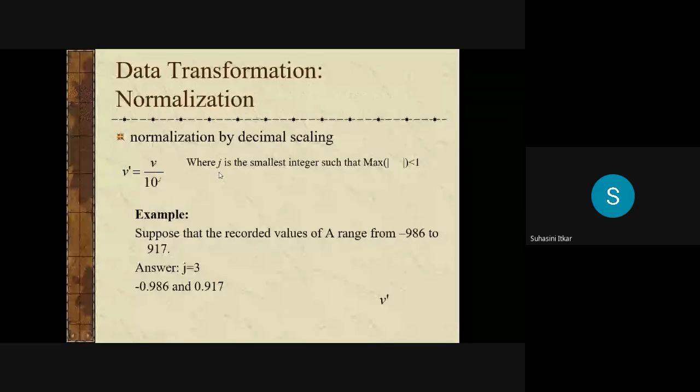So j is the smallest integer from the range of the input values for that particular attribute, such that the result is in a way greater than 1 basically. So in that way, now solve the problem.